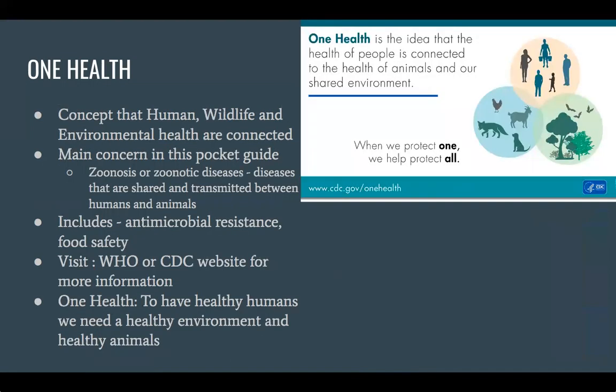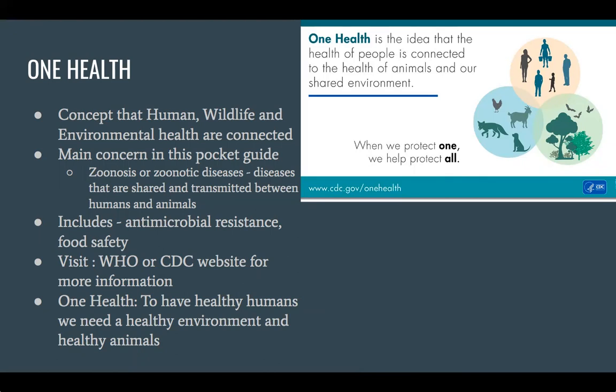So the One Health concept is the idea that the health of people is connected to the health of animals and to our environment. A main concern in this pocket guide is zoonosis or zoonotic diseases, which are diseases that are shared and can be transmitted between humans and animals. Either we can give the animals the disease or the animals can give us the diseases. The One Health concept also includes antimicrobial resistance and food safety, which is important.